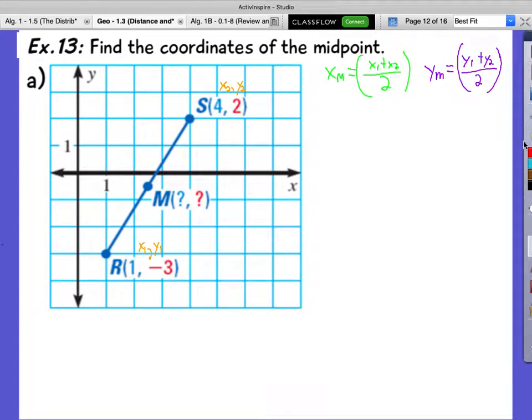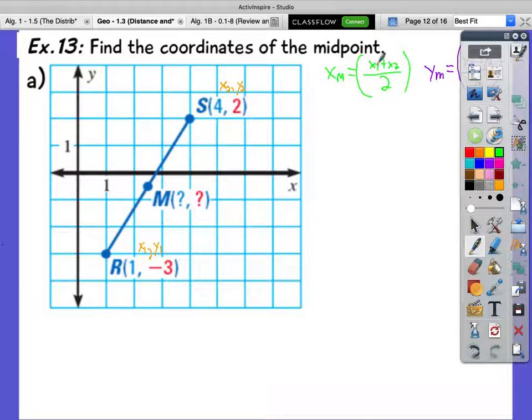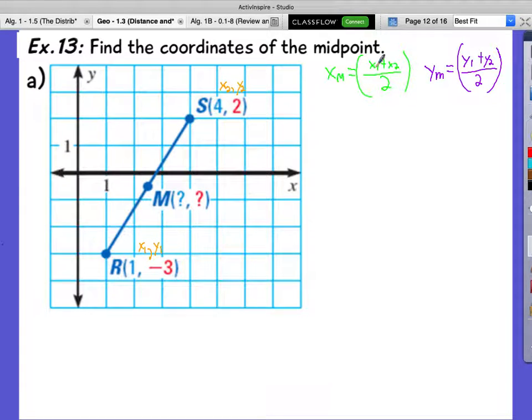Okay, so what's x1? Okay, 1. We called it 1. If we said it doesn't matter, but we already titled it 1, so we'll call it 1 now. So we'll say x sub m, x of the midpoint, which we don't know yet, is 1 plus what number? 4. x sub 2. There's no room, you can write it right underneath it. Over 2.